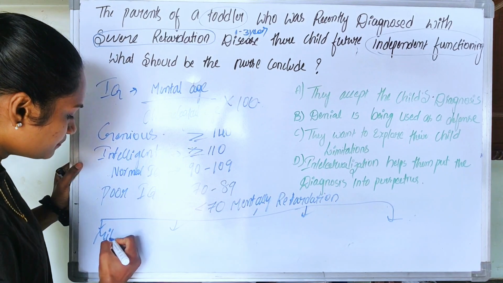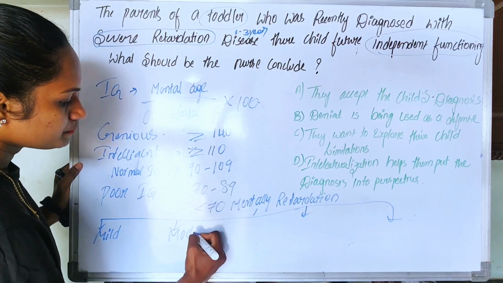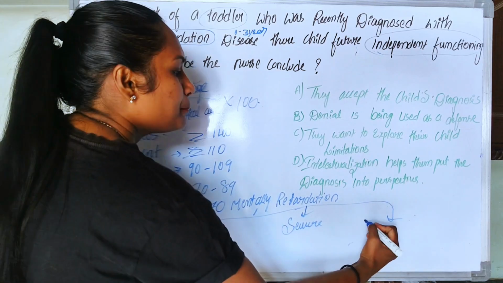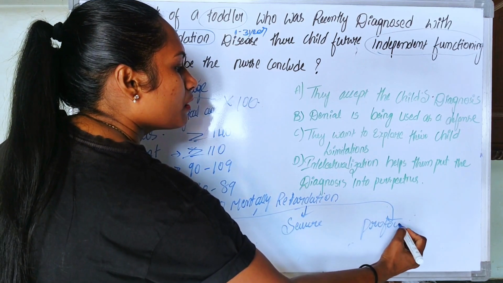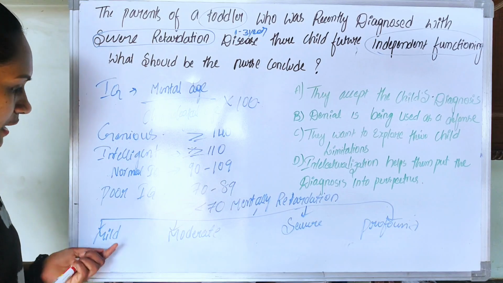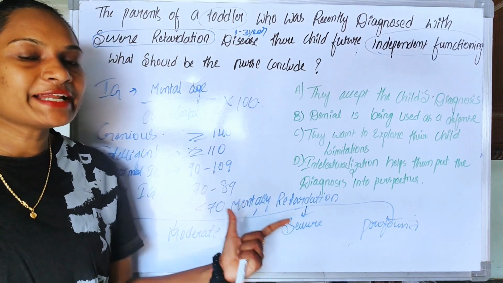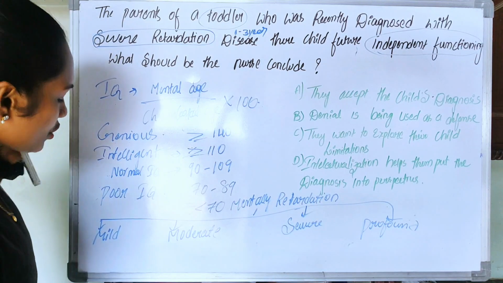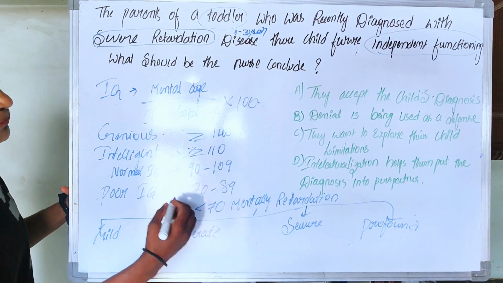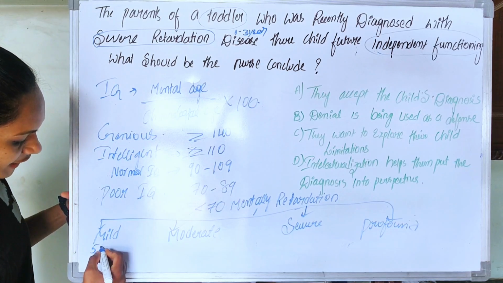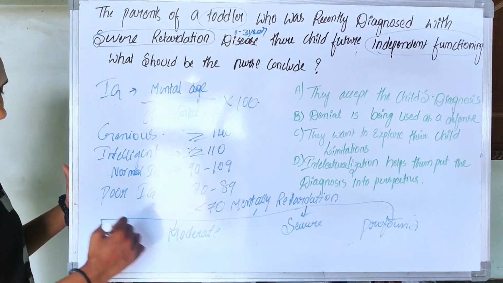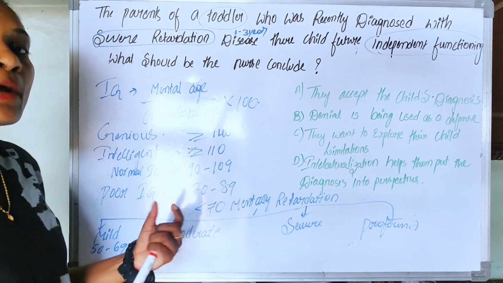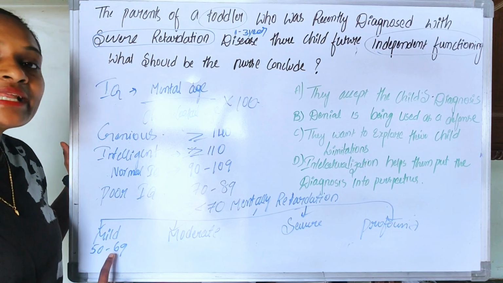Mild, moderate, severe and profound. We have 4 options. Here mental retardation we will divide into 4 stages, which are mild, moderate, severe and profound. So mild means IQ level will be 50 to 69. If anybody has 50 to 69, they will be considered as mild mental retardation.